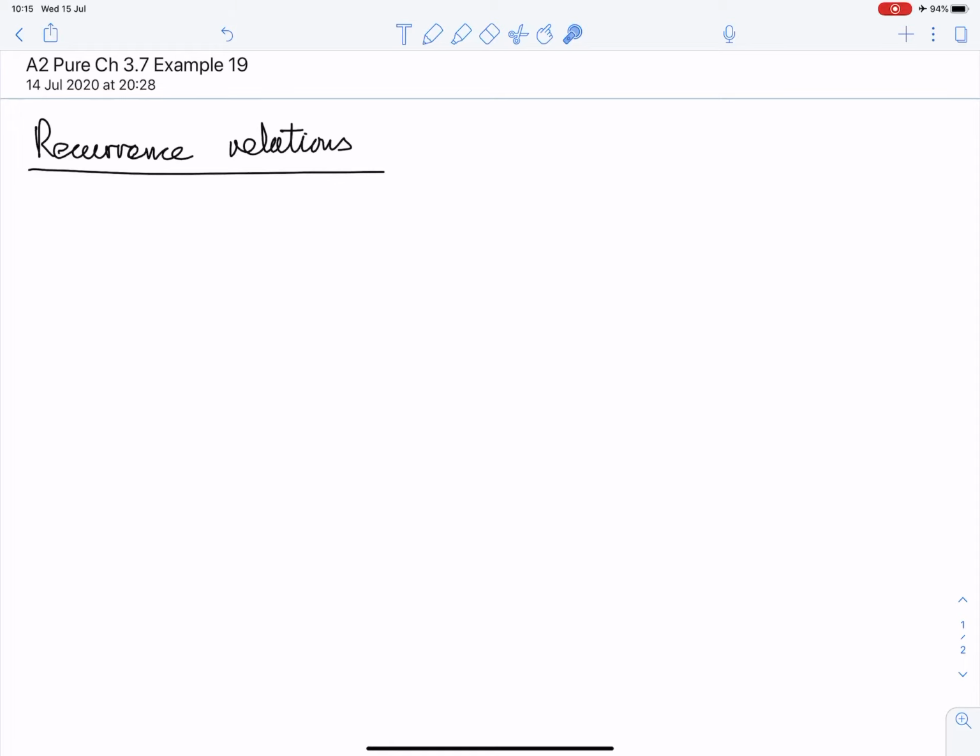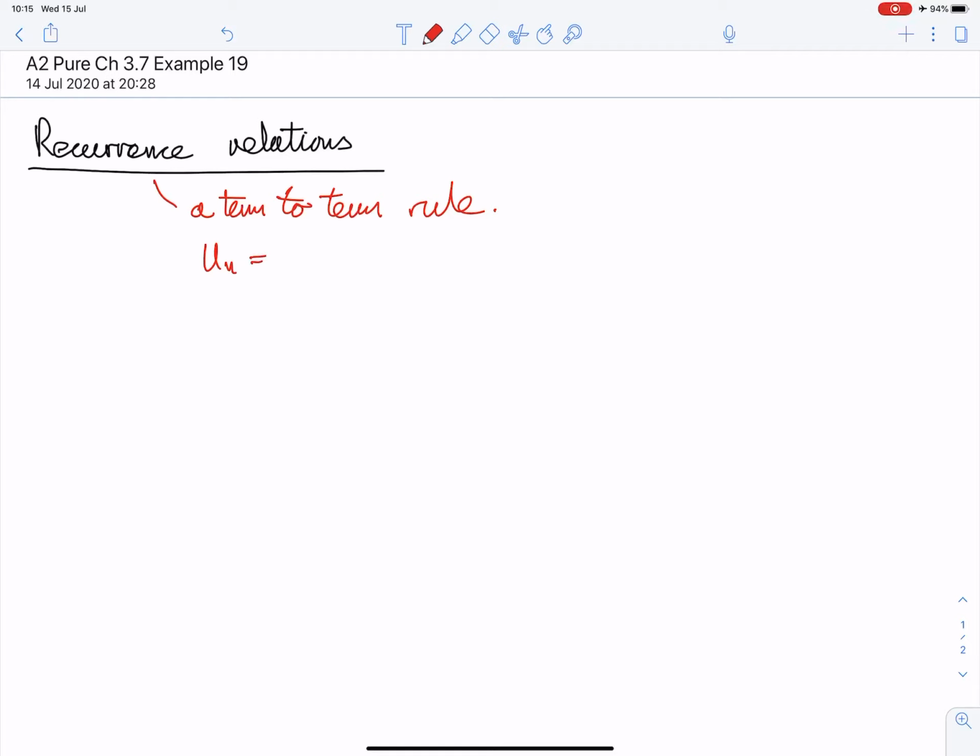So, chapter 3.7, example 19. We're going to be looking at recurrence relations, and that's perhaps a new phrase to you. But you're familiar with the idea because this is really like a term to term rule. It tells you how to get from one term to the next. So more formally, this would be defined as u_(n+1), the next term, is equal to a function operating on the current term.